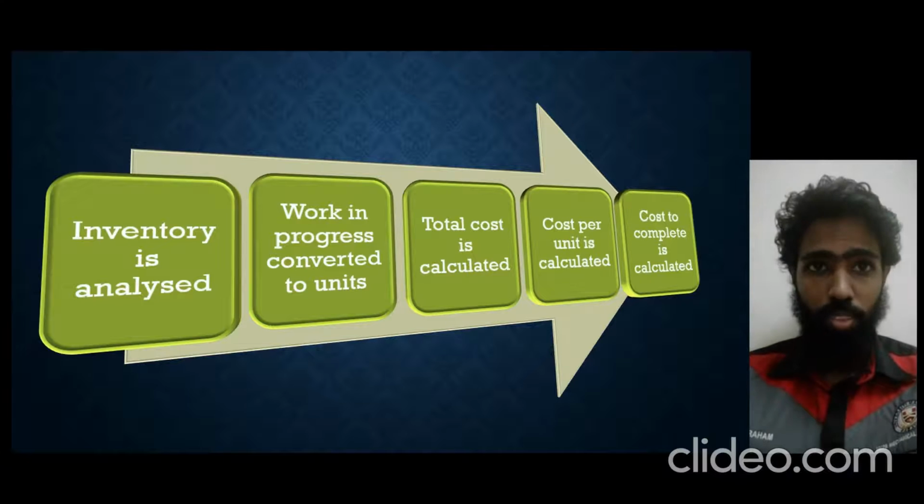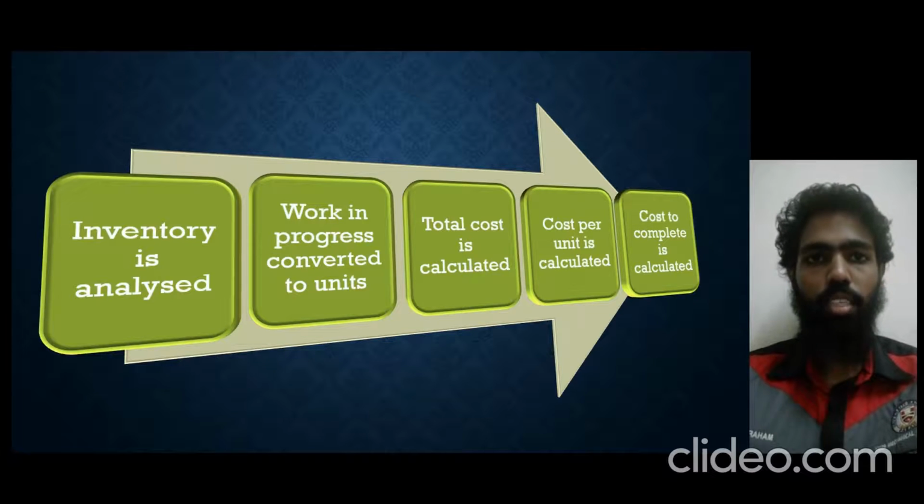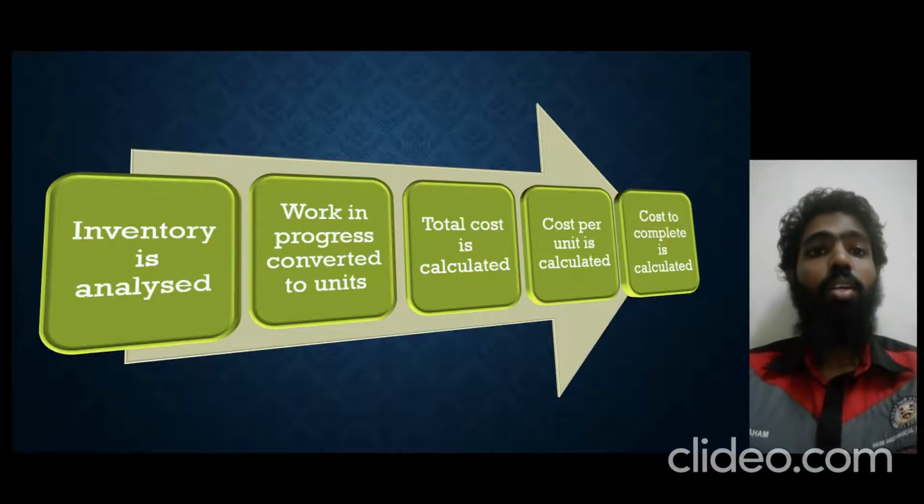Moving on, the work in progress value is converted to equivalent units. Therefore, the next step is to convert the in-process inventory in the opening balance to equivalent units. For example, if we had 100 items in process at 60% completion, we consider these equal to 60 entirely produced units. Moving on, the total cost is then calculated.